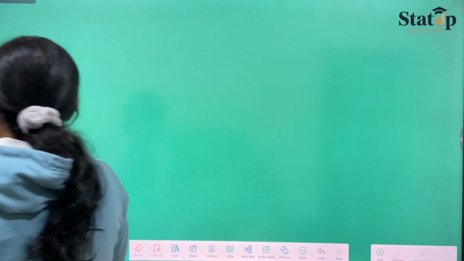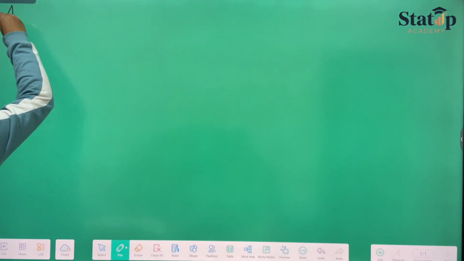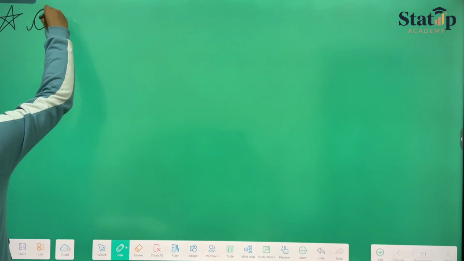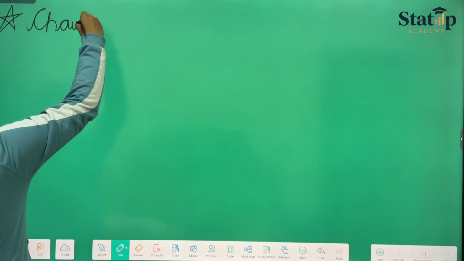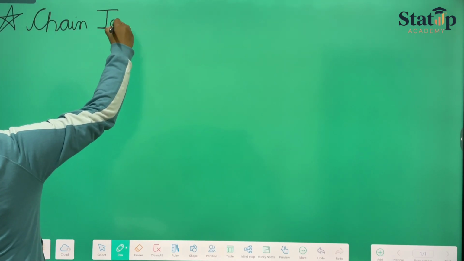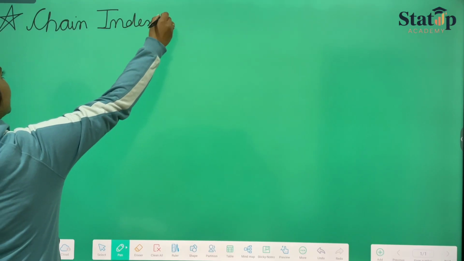Since we have been covering the topic index number, we have completed the types of index number and the tests on index number, which are unit test, time reversal test, factor reversal test, and circular test. Today we'll move forward with the next topic, which is chain index. Now, before starting chain index, I want you to know what is fixed base index.